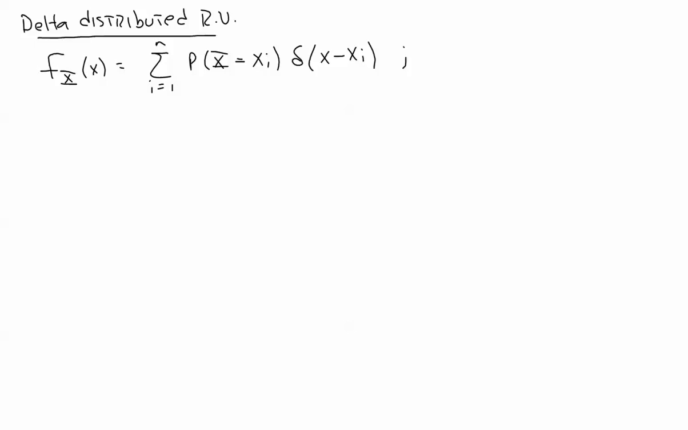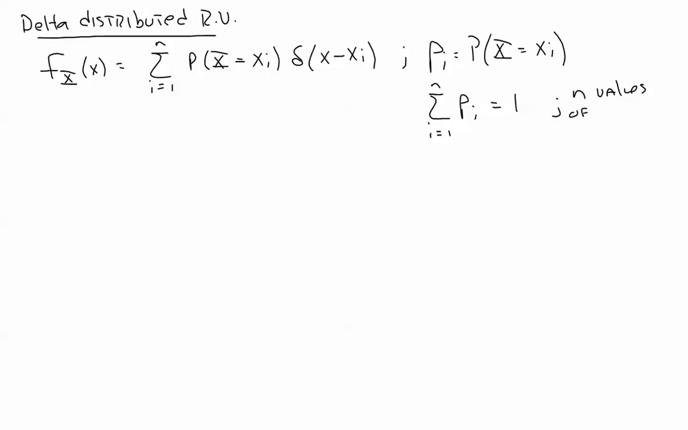In this case, we'll let little p sub I equal the probability that random variable x equals x sub I, and the summation from I equals 1 to n of p sub I equals 1, 100%. It's 100% likely to take on some value. And there are, of course, n values of my random variable x. All right? So, let's find the mean value.